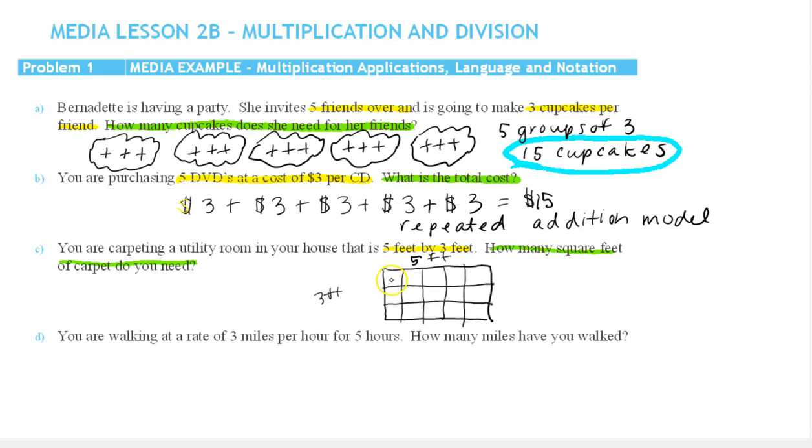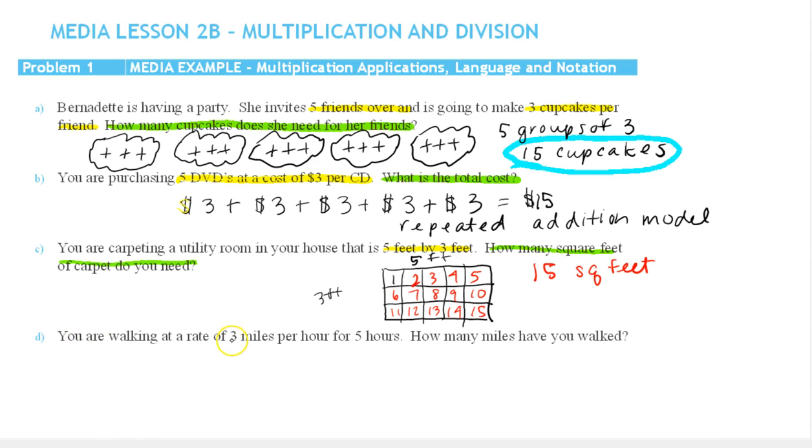Now, the number of square feet is the number of squares that are 1 foot by 1 foot inside this figure. So, let's use a different pen. We have 1, 2, 3, 4, 5, 6, 7, 8, 9, 10, 11, 12, 13, 14, 15. So we need 15 square feet of carpet. Okay. So notice this is another way of thinking about multiplication, is that we need the area of a rectangle that's 3 feet by 5 feet. Now we have one last type of problem.